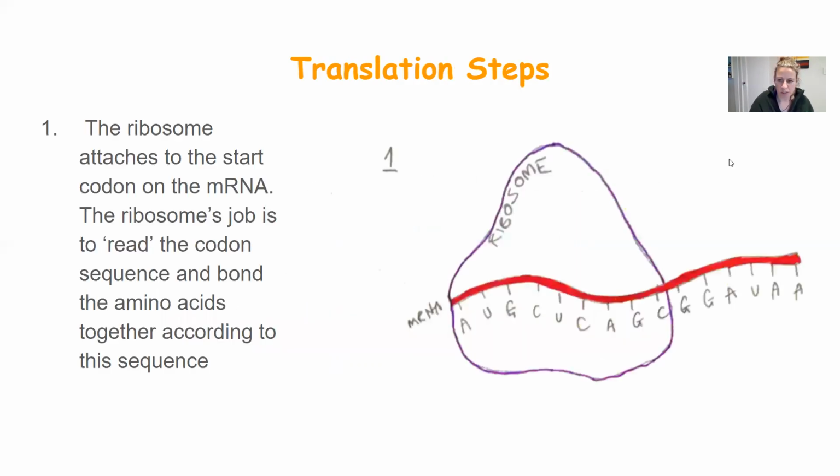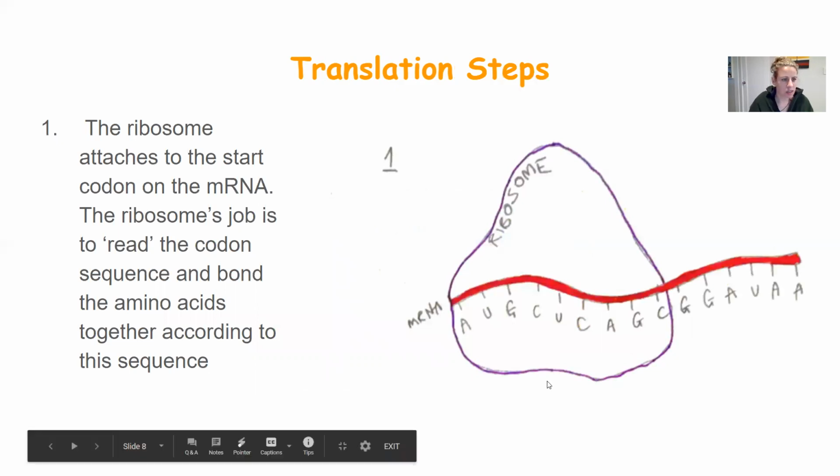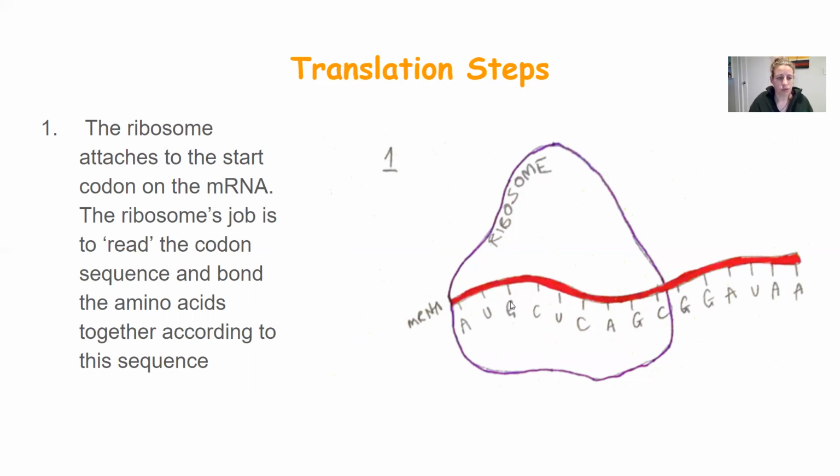So, step number one, the ribosome, which is this big purple thing here, will attach to the start codon on the mRNA. The start codon is always AUG. The ribosome's job is to read the codon sequence. A codon is three bases together. So AUG, CUC, AGC, GGA, UAA. The ribosome reads the codon sequence and then bonds all of the amino acids together according to that sequence.